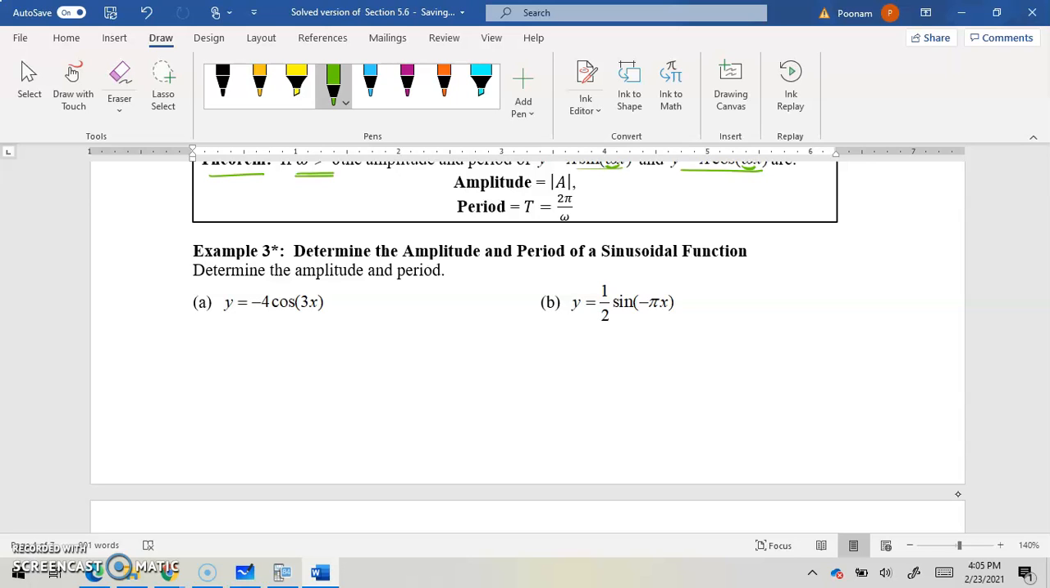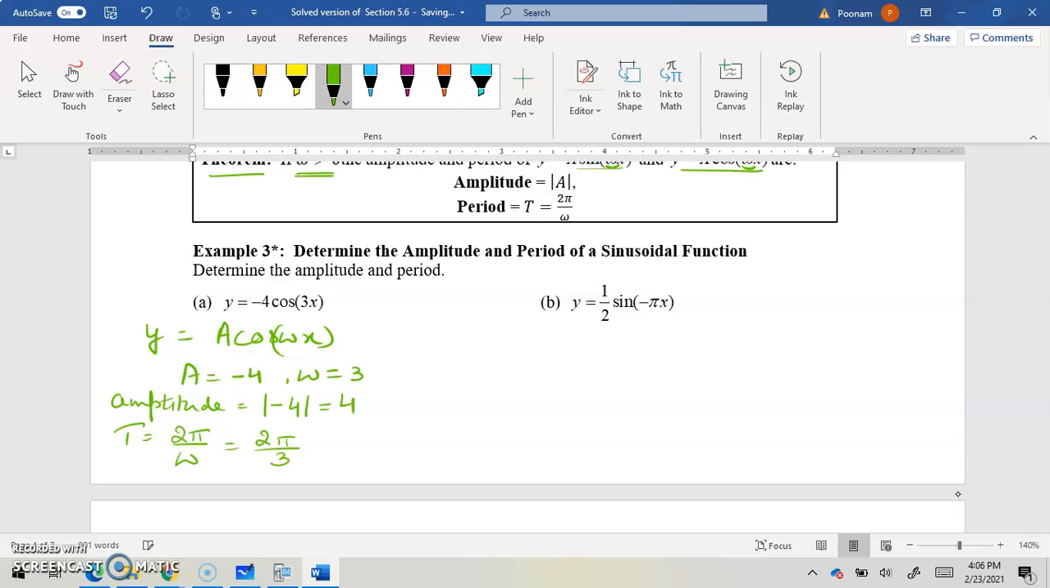The first one here, let's compare this to a cos omega x. That is your standard function. Comparing these two, a is -4. That means the amplitude is equal to the absolute value of -4, which will be 4. Amplitude is always positive. Because omega, comparing these two, is 3, the time period will be given by 2 pi by omega, which is 2 pi over 3.